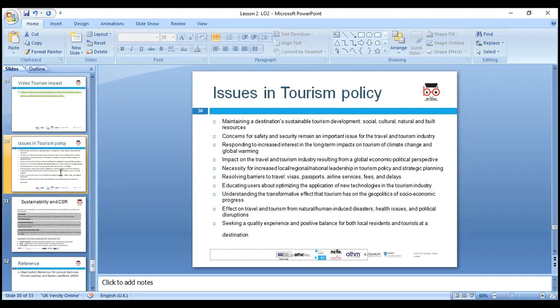We discuss issues in tourism: maintaining a sustainable destination, planning for safety and security. Respond to the increase in long-term impact on the travel and tourism industry. Plan, implement, and resolve any barriers they have, like visas, passports, airline fees, delays, accepting foreign credit and debit cards. Educate users on how they can understand the transformative effect, and what the effect will be if you don't keep your client happy, they can move around to different countries and different parts. Effect on travel and tourism is seeking quality experience and positive balance.